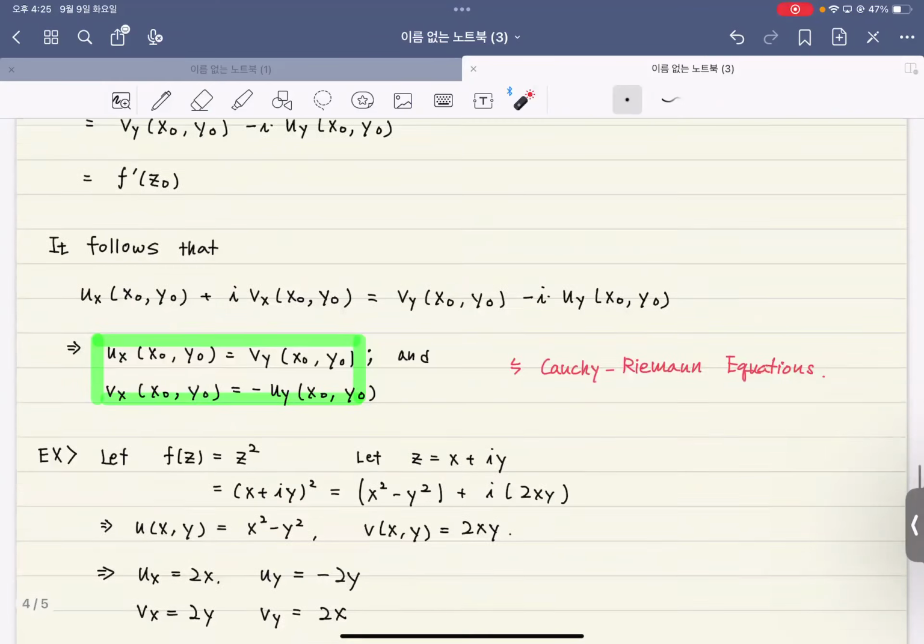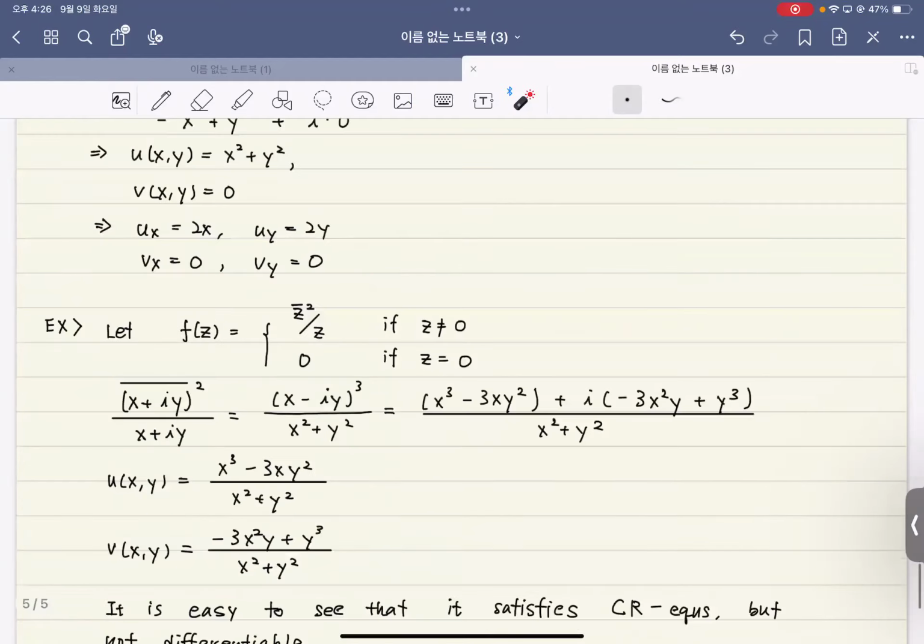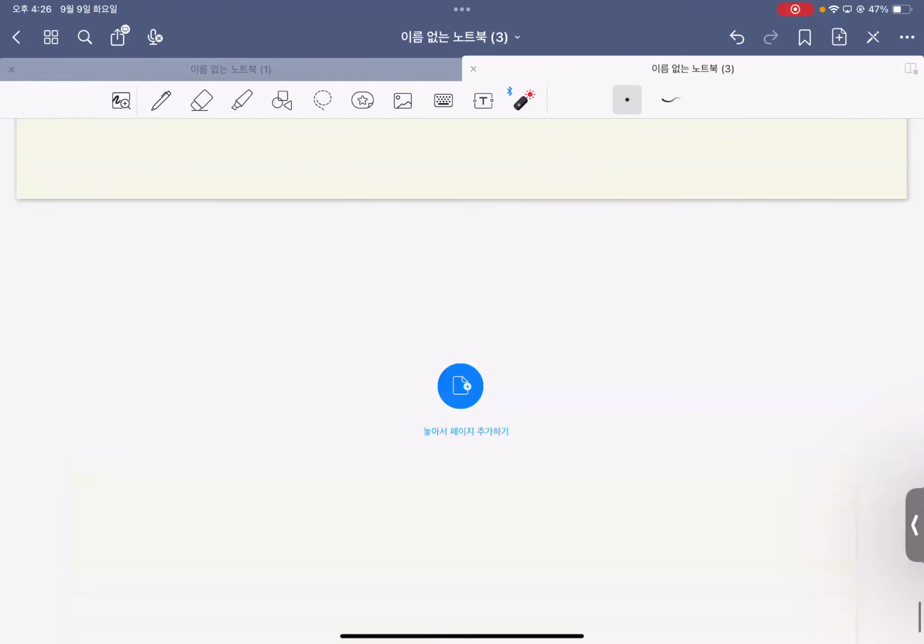So far we were discussing the Cauchy-Riemann equations as the necessary condition of complex differentiability. But by imposing some more nice conditions, I can prove that the Cauchy-Riemann equations can actually be not only necessary, but also a sufficient condition of complex differentiability. So this is what I'm going to prove for today's lecture.